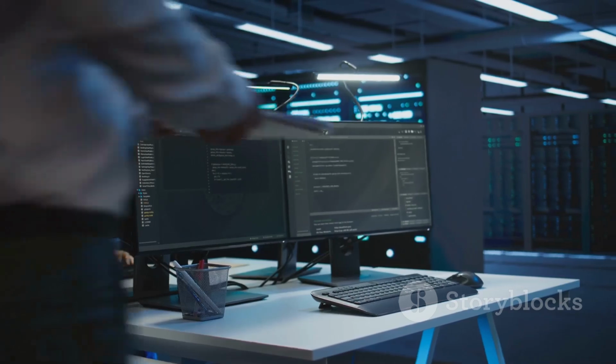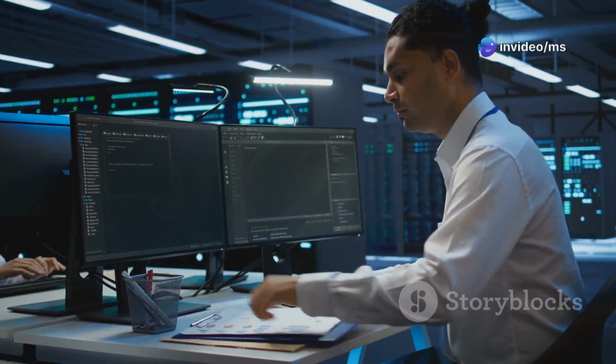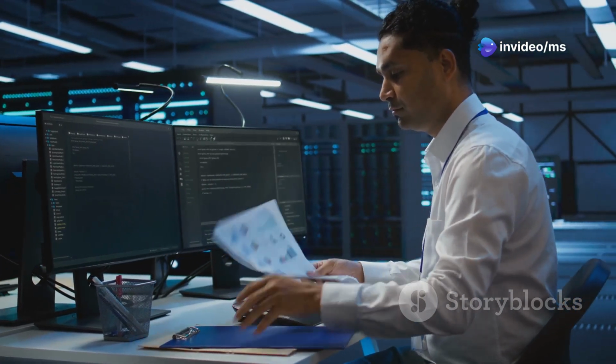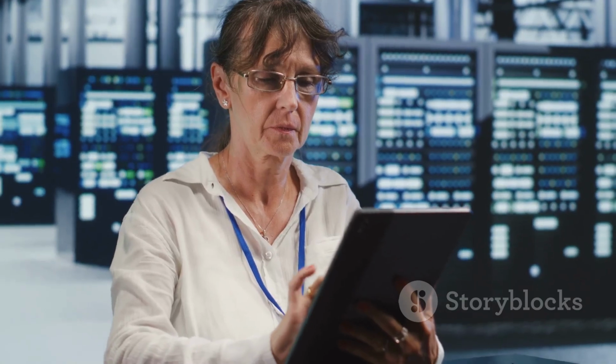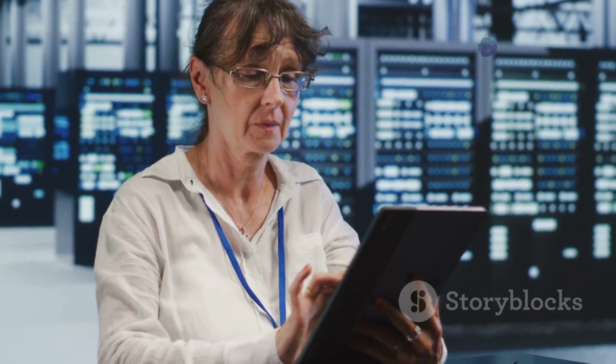Desktop virtualization, or virtual desktop infrastructure, VDI, allows organizations to host desktop operating systems and applications on central servers. Users can access their personalized virtual desktops from various devices, centralizing desktop management and improving security.